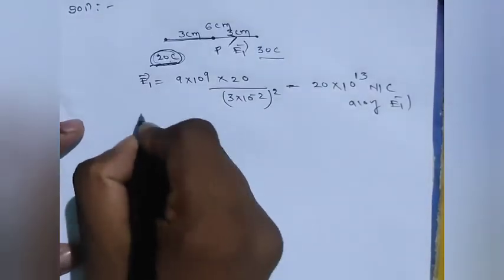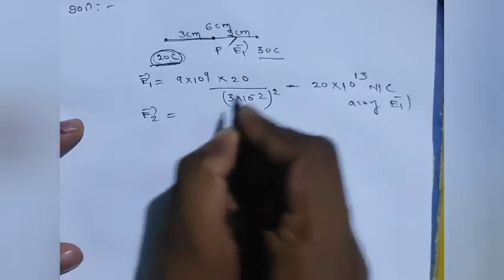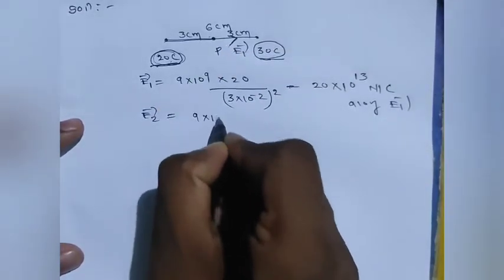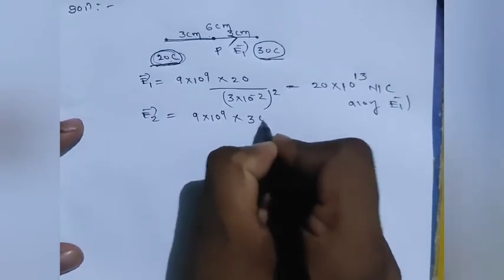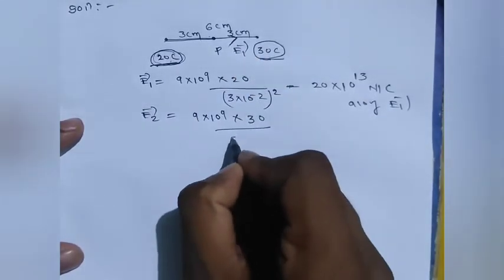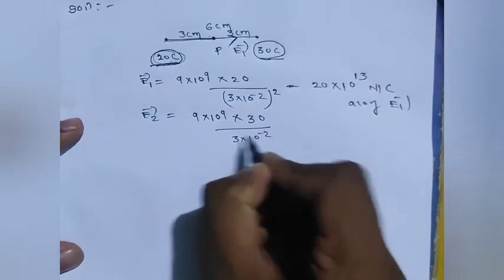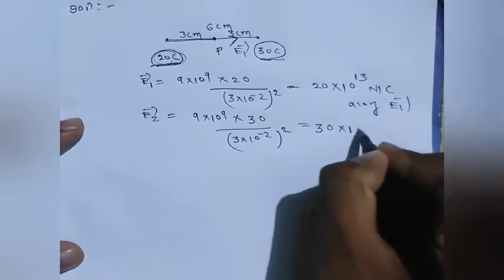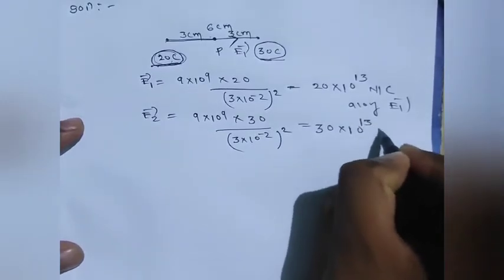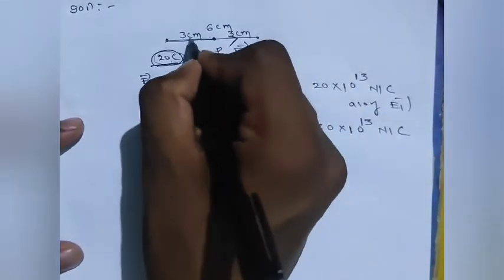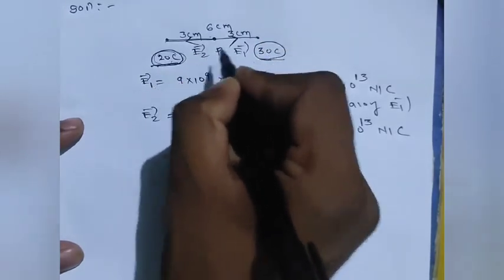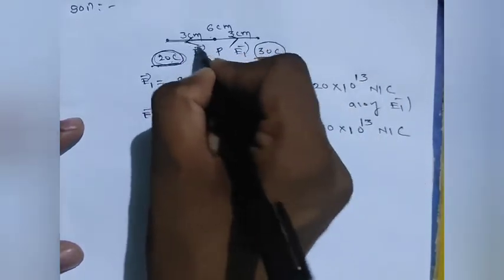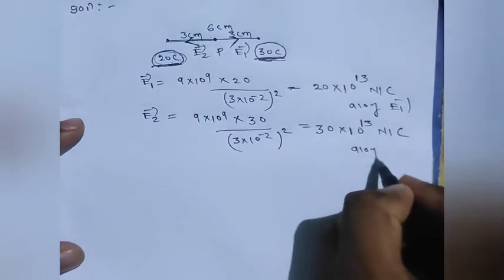Now I shall find the electric field E2, that is the electric field due to the 30 Coulomb charge at point P. It's simply 9 into 10 to the power 9, charge will be 30 by r square, means the distance is 3 centimeter, that is 3 into 10 to the power minus 2, whole square. So it will be simply 30 into 10 to the power 13 Newton per Coulomb, and it will be directed along this outward direction, means as this charge is positive, the electric field due to this 30 Coulomb charge will be directed along this E2.